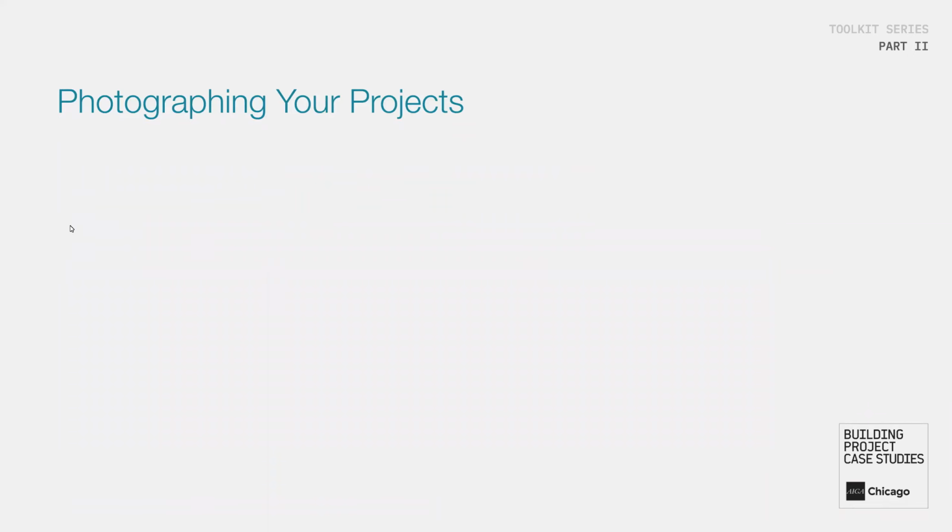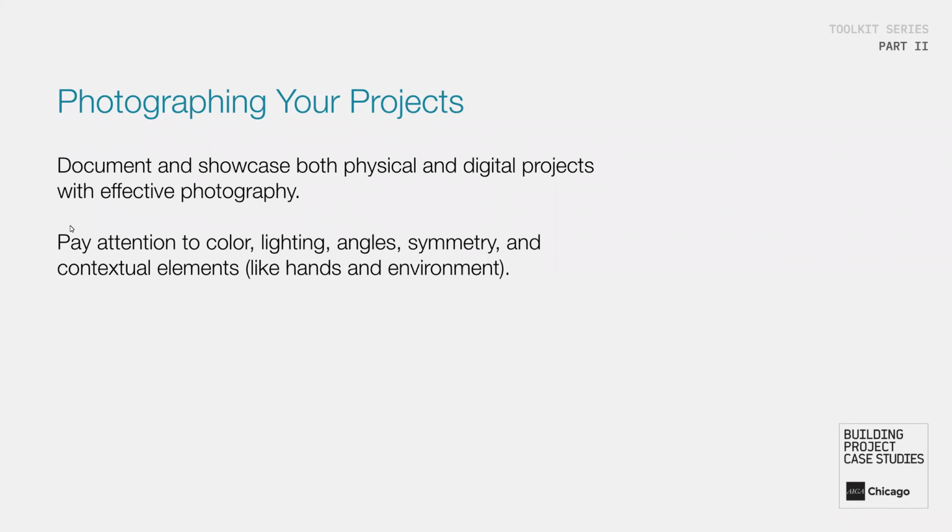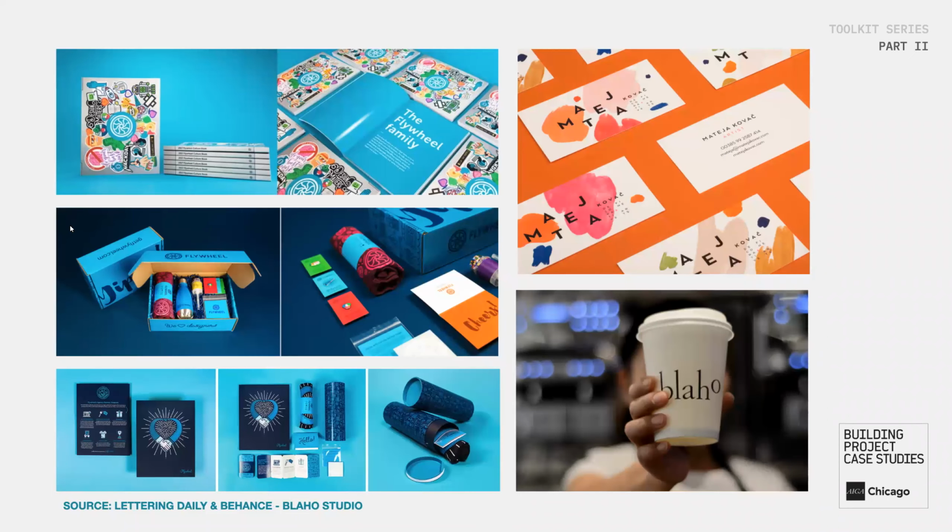So for photographing your projects, you can document and showcase both physical and digital projects with effective photography. You're going to want to pay attention to color, lighting, angles, symmetry, and contextual elements like hands and environment. So here we have examples of some photographed print pieces. You're going to see some publication, various print collateral, all represented in either one or a few images. Even though each piece took time to create, it isn't necessary to photograph them or show them individually. Use the images in your case study to build that story and show them as a cohesive unit.